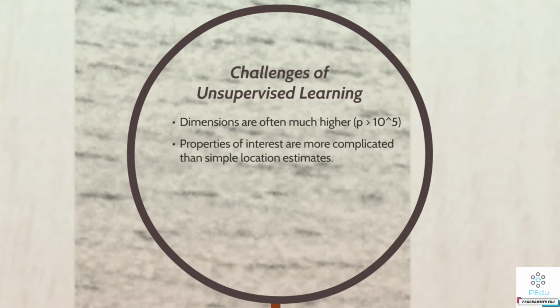Another challenge would be that the properties of interest are much more complicated than simple location estimates. We are trying to extract different features from this probability distribution, and some of those features can be pretty complicated mathematically, and not quite as simple as a prediction or location estimate like we've done with supervised learning in the past. Another challenge is that it's fairly subjective. We don't really have a clear measure of success. When we're trying to do something like cluster analysis and form different clusters of similar data, it's hard to say exactly when we are successful.